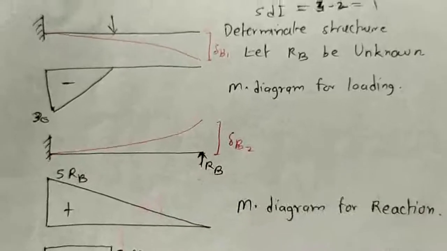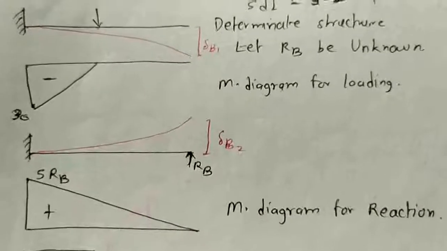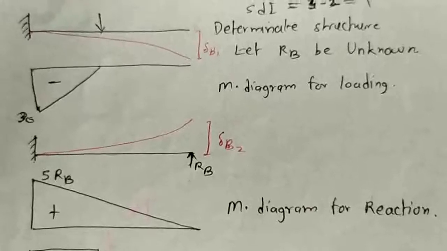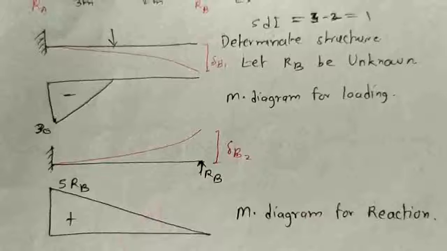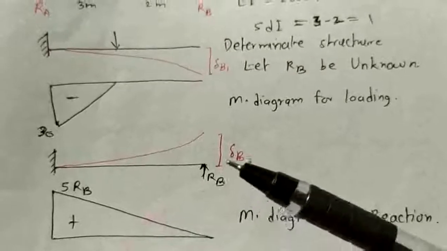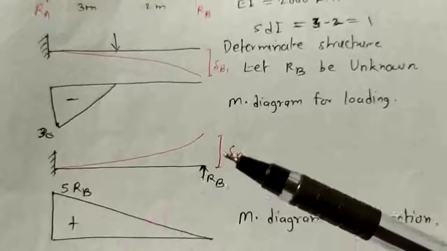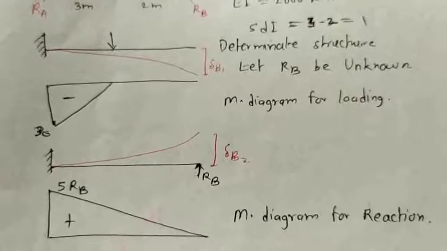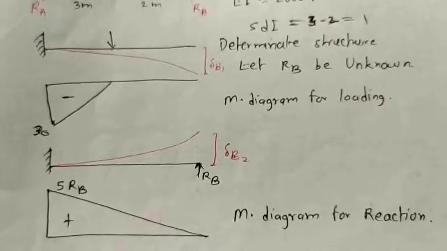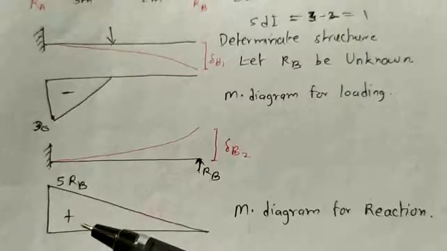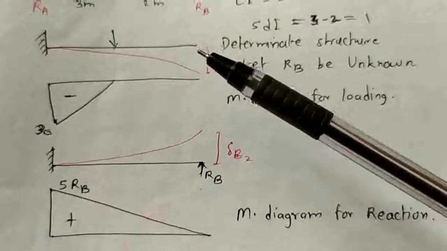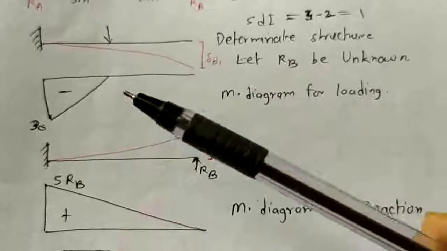Next, we will apply the sign convention. Our sign convention is that displacement in the direction of the unknown, take it as positive. So here RB is the unknown, and because of application of the unknown, we are getting upward displacement. So upward displacement, take it as positive. That's why I have written this M diagram as positive. Here we are getting a displacement in a downward direction. That's why take it as negative.